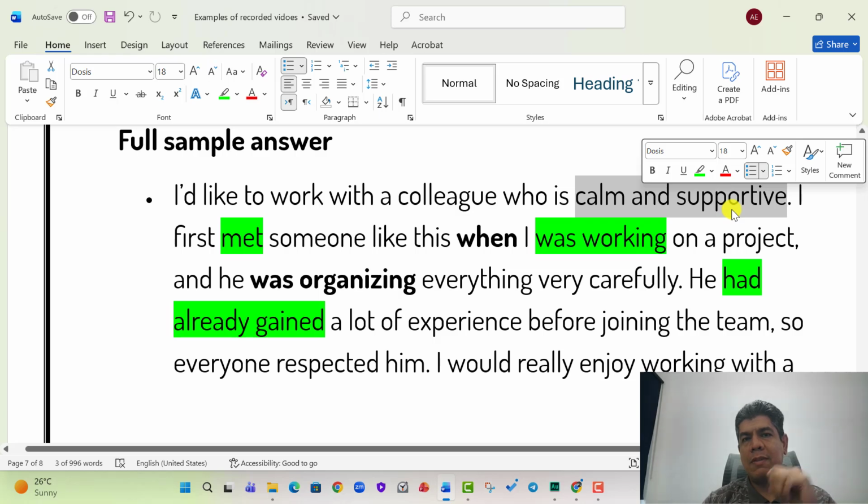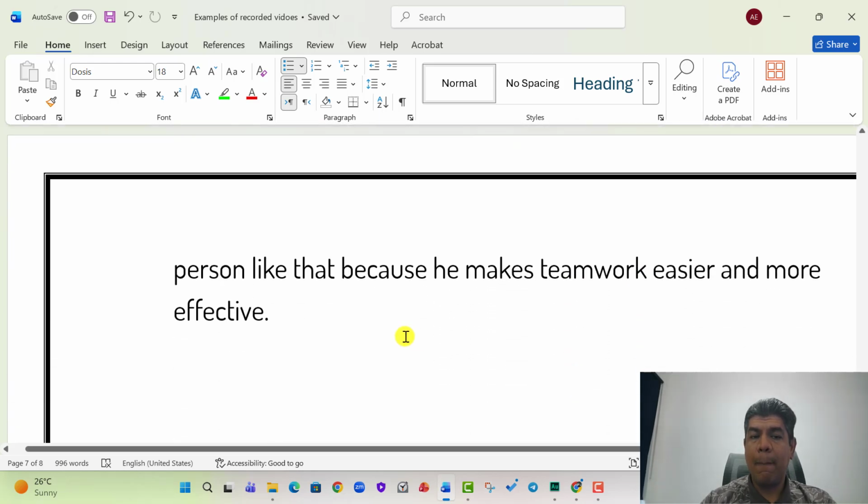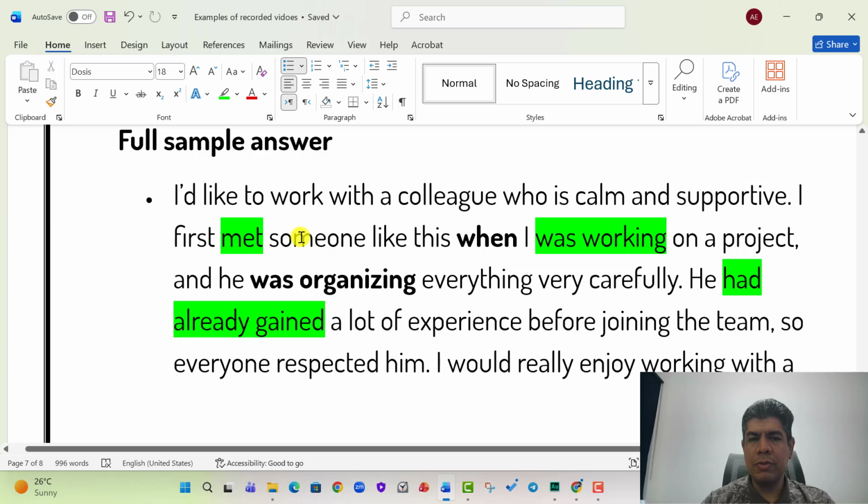the adjectives of personality. I first met someone like this when I was working on a project, and he was organizing everything very carefully. He had already gained a lot of experience before joining the team, so everyone respected him, and I would really enjoy working with a person like that because he makes teamwork easier and more effective. So take a look. We have simple past, we have past continuous here, and of course, past perfect as well.